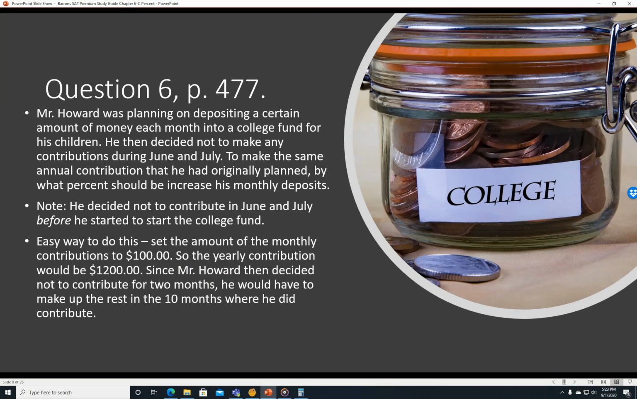Question 6, page 477. Got a little college fund going on here. Mr. Howard was planning on depositing a certain amount of money each month into a college fund for his children. He then decided not to make any contributions during June and July. To make the same annual contribution that he had originally planned, by what percent should he increase his monthly deposits?